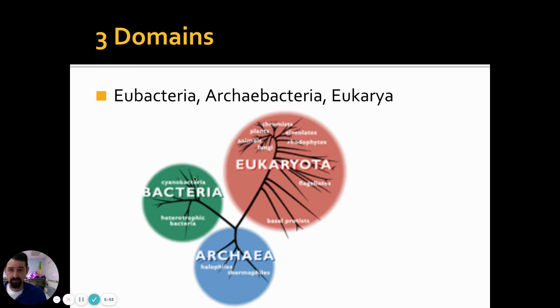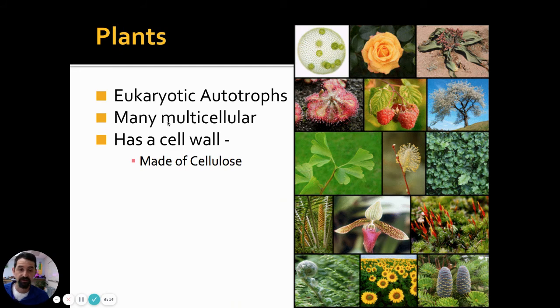Okay, so we can group things by three domains based on DNA, or we can group things in those 6 kingdoms. Both are equally valid. DNA can help support the placement of something in the typical classification system of plants, animals, fungus, protists, so forth. So each is useful in its own way. Let's take a look real briefly at just some examples of plants here.